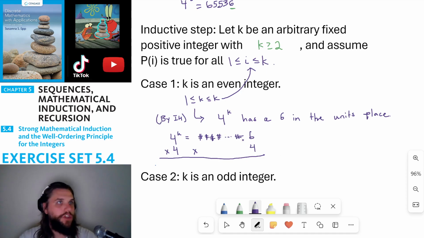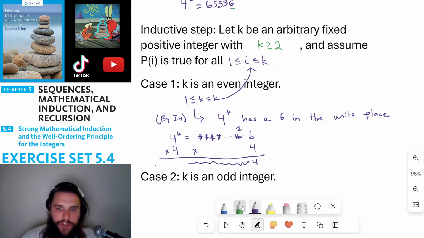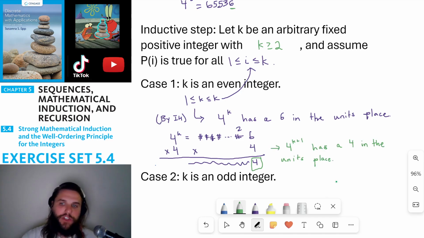Well, how do we normally do multiplication? We start with the units digit. 4 times 6 is 24. And then we carry the 2. But then none of the rest of the number matters here, because once we get the rest of the number, we'll know for certain that the units digit of 4 to the k plus 1 is a 4. So therefore, 4 to the k plus 1 has a 4 in the units place.